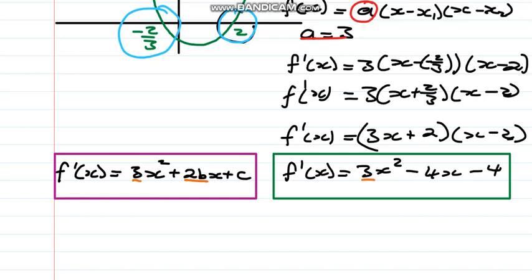This part must be equal to that, so 2b must be equal to minus 4, so if you divide both sides by 2, b must be minus 2. So we found b. And we know that our c must be equal to that, so our c would be minus 4. And boom, we are done, right?